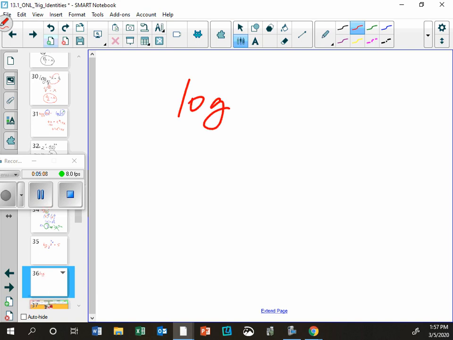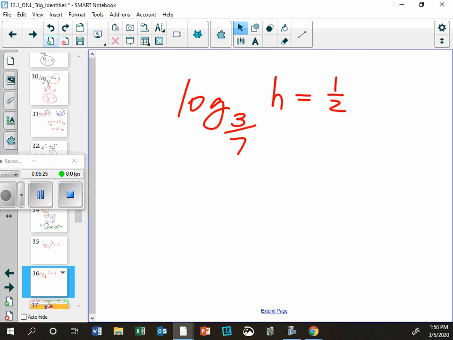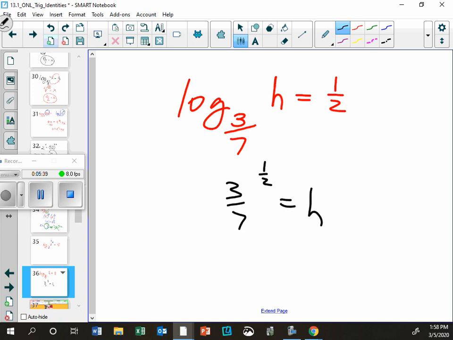Fractions. Everybody loves fractions. All right. I'm going to make this H. Solve. If you said 3/7 to the 1/2 equals H, you were right. And do you think I really expect you to know the square root of 3/7? Now, if I had it in a multiple choice answer, I would expect you to know that it was the same as this.